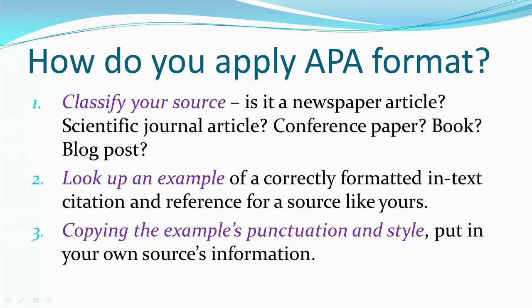You do 3 steps. You first classify your source. You decide, what kind of source do I have? Do I have a newspaper article or a journal article or a conference paper or a book or a blog post or, like I was saying, an interview or some other situation? Figure out what you have, because that's what you're going to look up the format on. So you go look up an example then of a correctly formatted in-text citation and reference for a source like yours. So if you find a conference paper that you want to reference, you look up an example of a properly formatted APA reference for a conference paper, and you do the same thing.